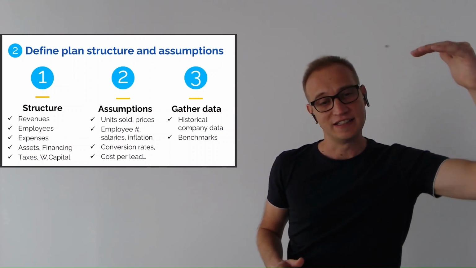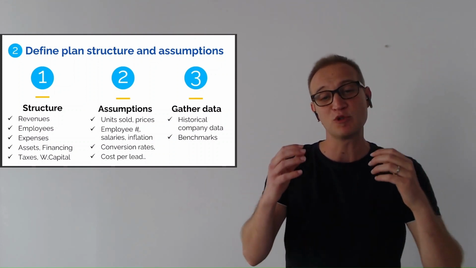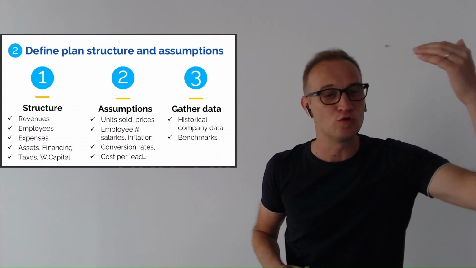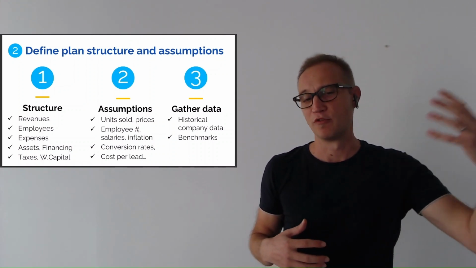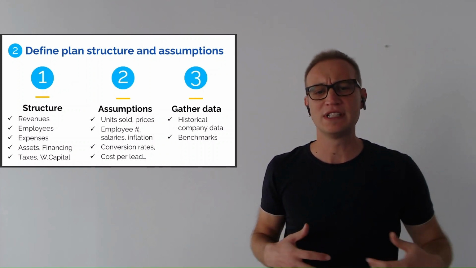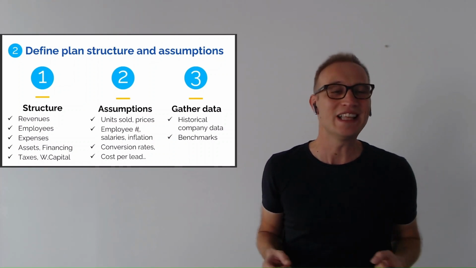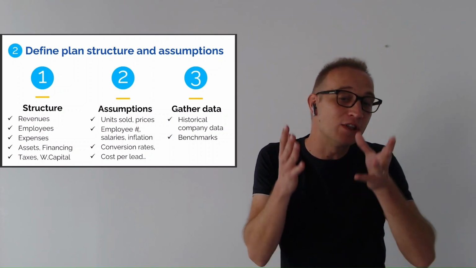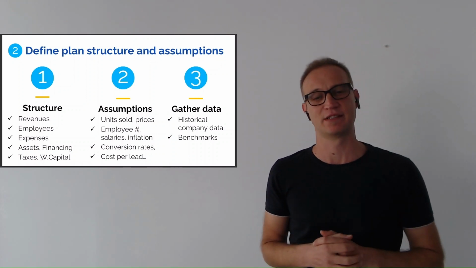Once you have defined this structure, then you move on to the second step, which is defining the assumptions that will drive the calculations of all your revenues, expenses, employees, assets, and so forth. So assumptions, for example, for revenues, it will be the number of units you plan to sell and the prices at which you're selling, the number of employees, the salaries per different type of employee, inflation rates, conversion rates, cost per lead. Every business has a different set of assumptions which are relevant to that specific business. So the assumptions have to be specific to your type of business.